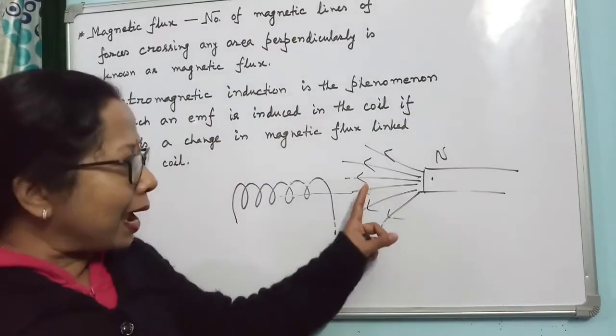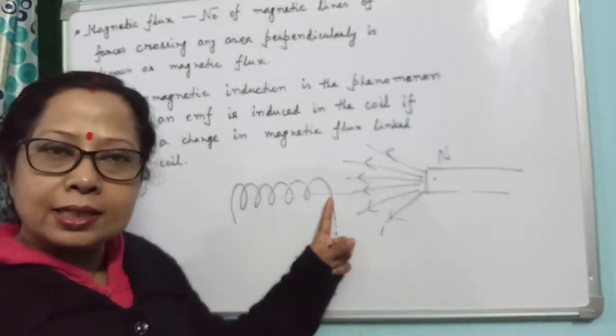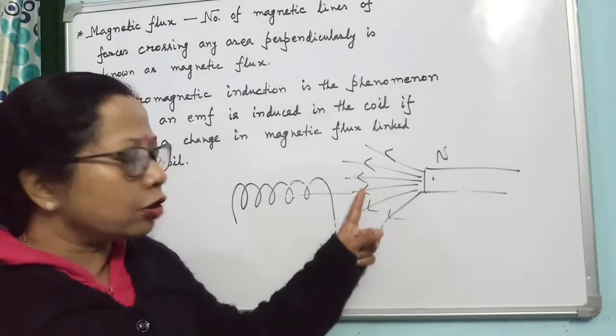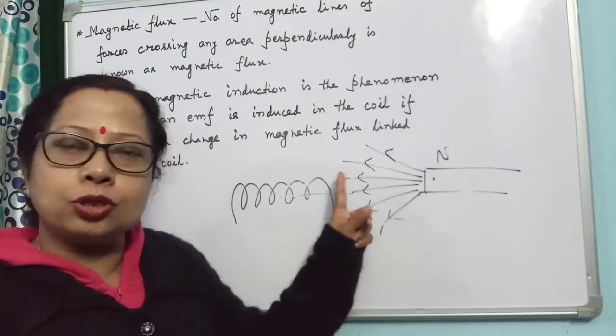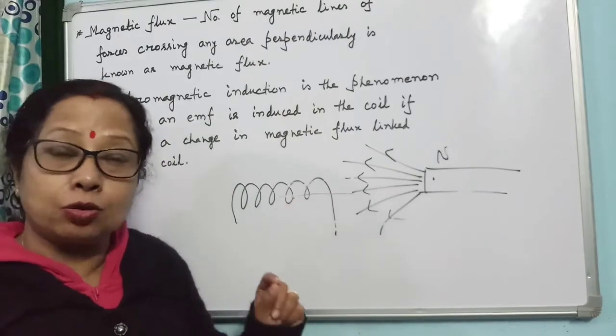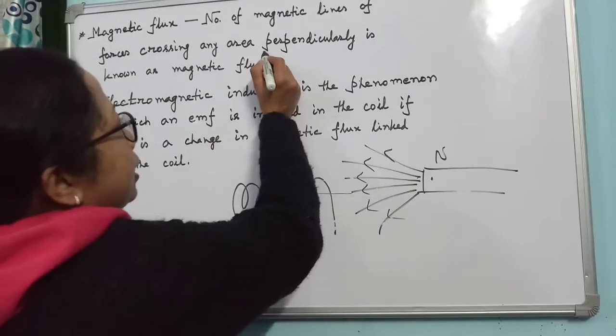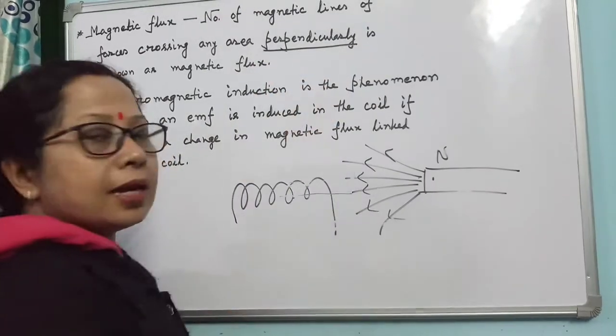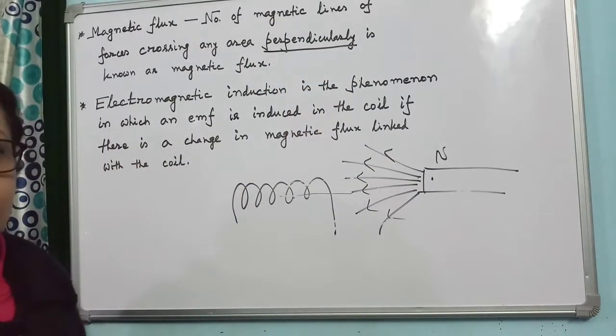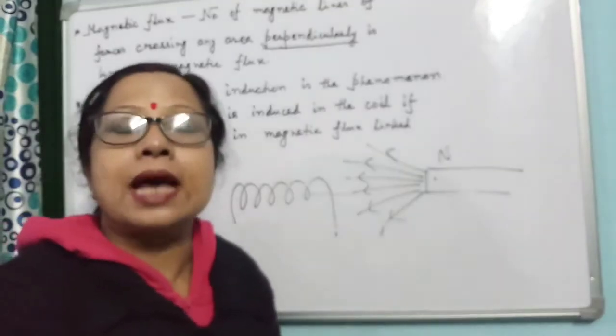Alright. So, the magnetic flux linked with the coil is how much here? These two lines of force are crossing, so it will be 2, if I assume they are crossing perpendicularly. Okay, here this point is very important: the lines should cross the area perpendicularly. Alright. Now you see what is happening.